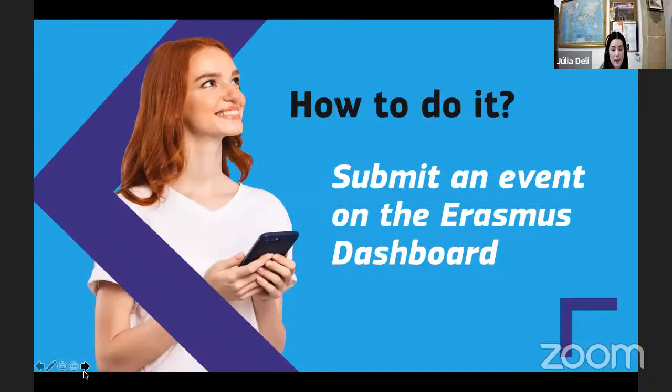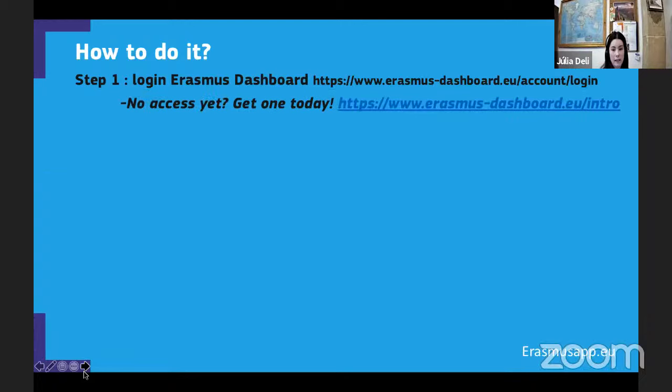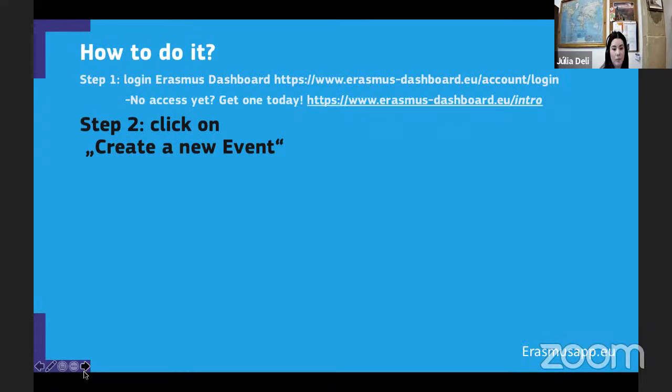Okay, now let's see how to publish an event in theory, and then I will also put it into practice later. So the Erasmus application is connected to and communicating with the Erasmus dashboard, which functions as the point of entry of our injected information. Therefore, to publish anything, in this case an event, first of all, we have to log in to the Erasmus dashboard. And those who have not yet registered can easily do it on the website. So first register and then log in.